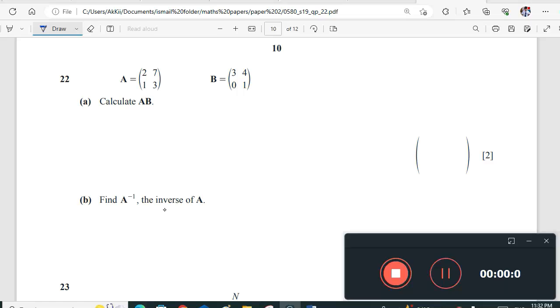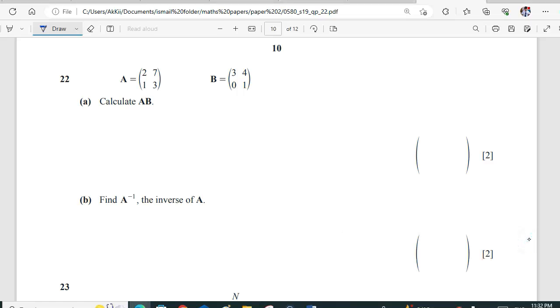Hello everyone. Now this question is related to matrices. As you already know, this topic is now not included, but for your satisfaction that you have done all the topics, I'm explaining this over here briefly.